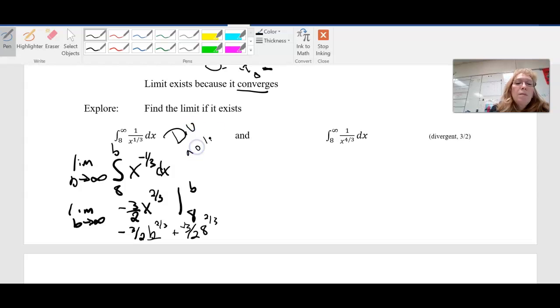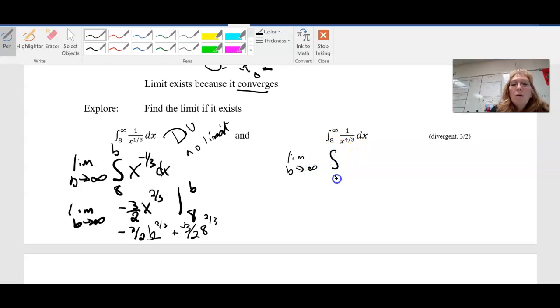No limit. It does not approach 0. That writing is terrible. Okay, let's try this one. So now we're going to let the limit be b again. You can use any letter you want.